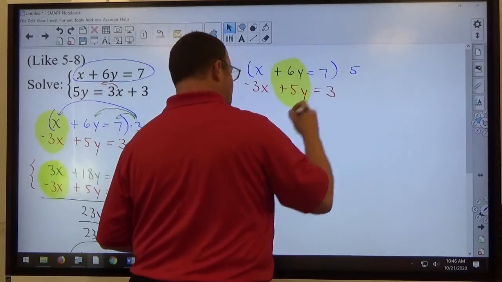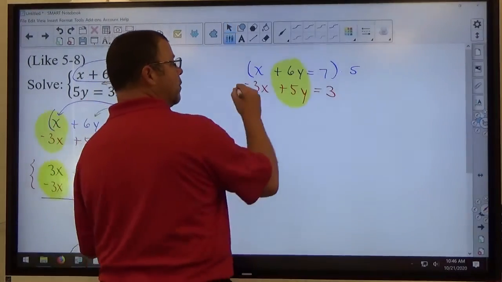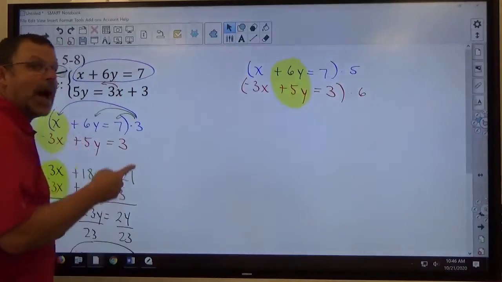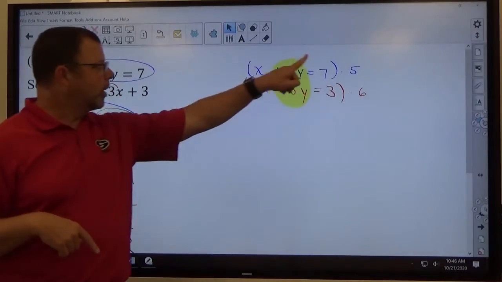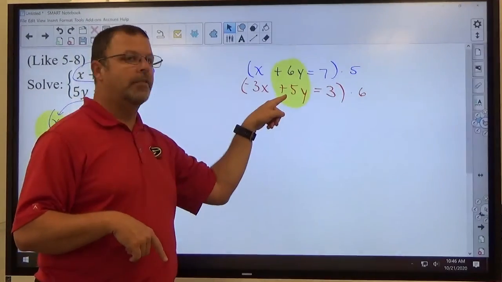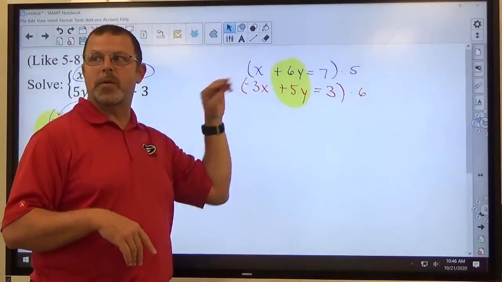I need to multiply by 5. In order to make 5 become 30, I need to multiply by 6. Before I multiply, though, I need to make sure I'm going to get opposites, right? What's 5 times 6? Positive 30. What's 6 times 5? Positive 30. They're both positive. I want one of them to be negative.